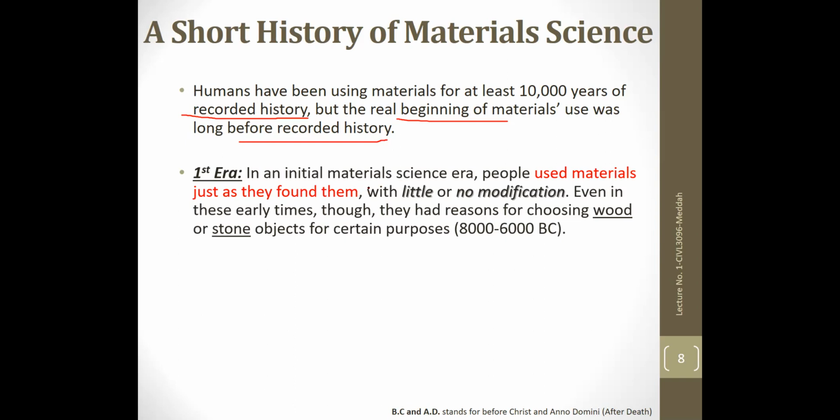The first era is called the initial material science era, where people at the time didn't have enough knowledge or any kind of technology, so they were using materials as they were found in nature. So very little or no modification was applied to the materials. Humans were using the material just as it is available in nature, like using wood or stones for different purposes of their daily life. This is usually dated back to 8,000 to 6,000 BC.